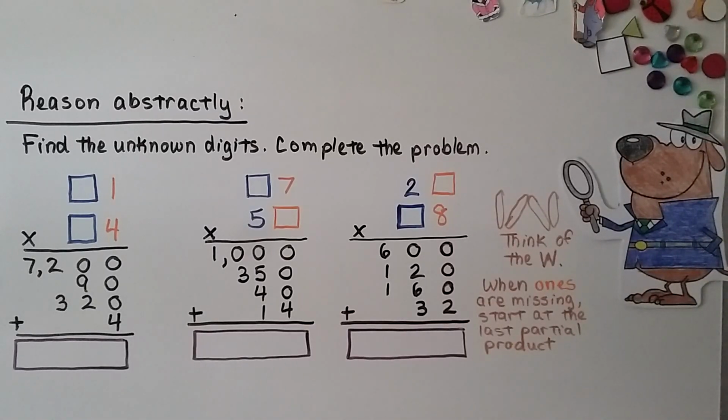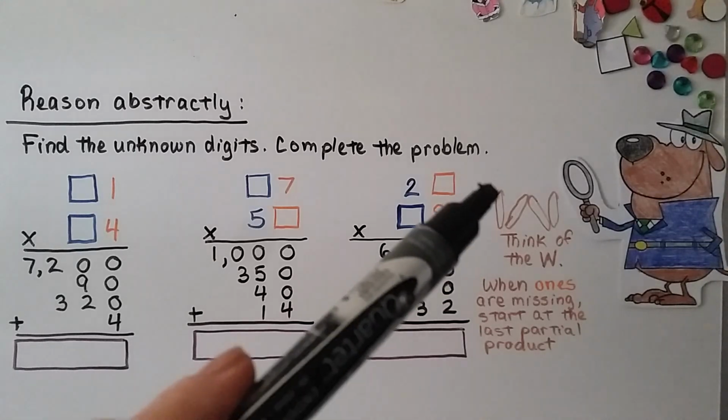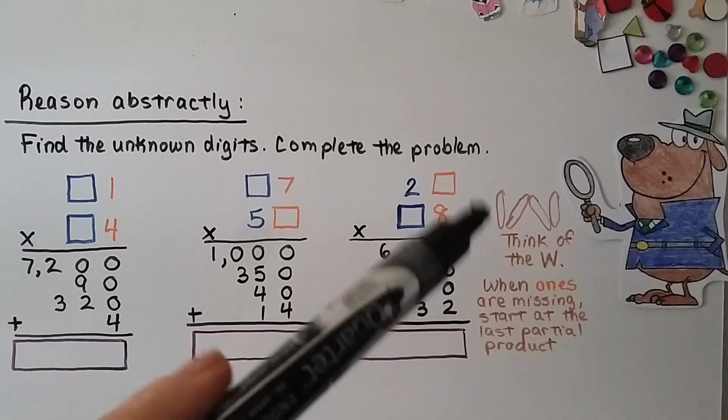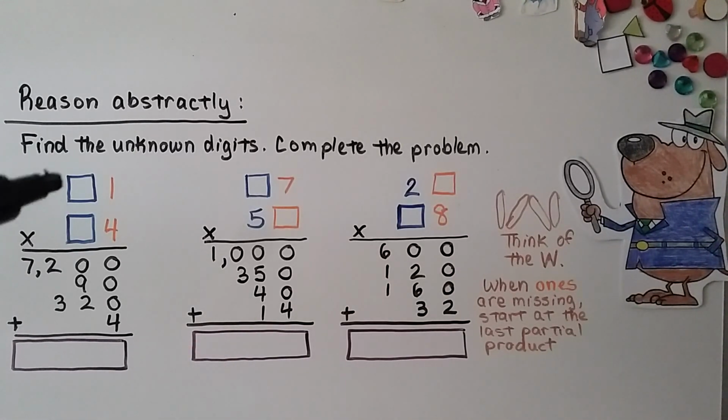Now we're going to do some abstract reasoning. We need to find the unknown digits from the equations and complete the problem. So thinking of the W, we know we're supposed to multiply the tens place first. This digit times this digit is going to give us 7,200. And if you have problems thinking about that, let's go to the next one.